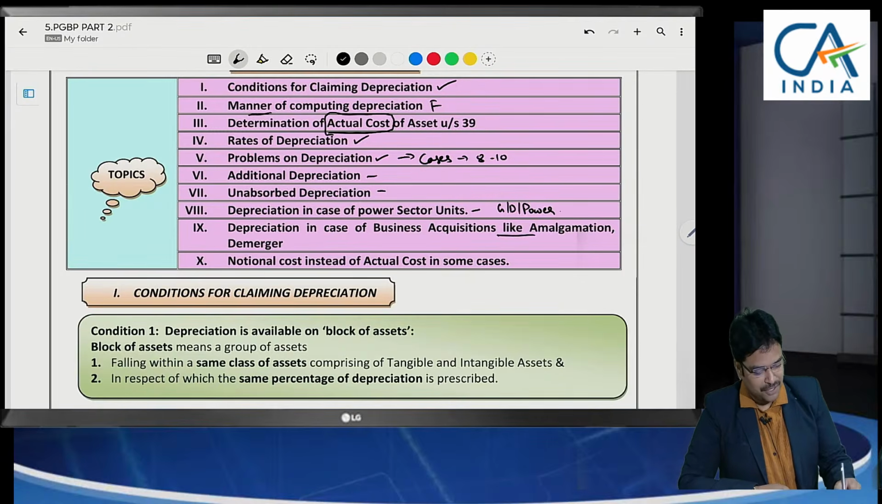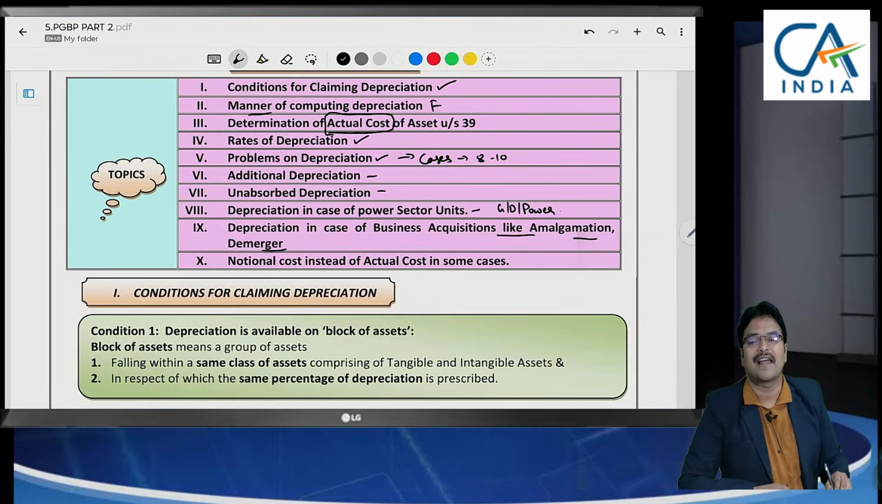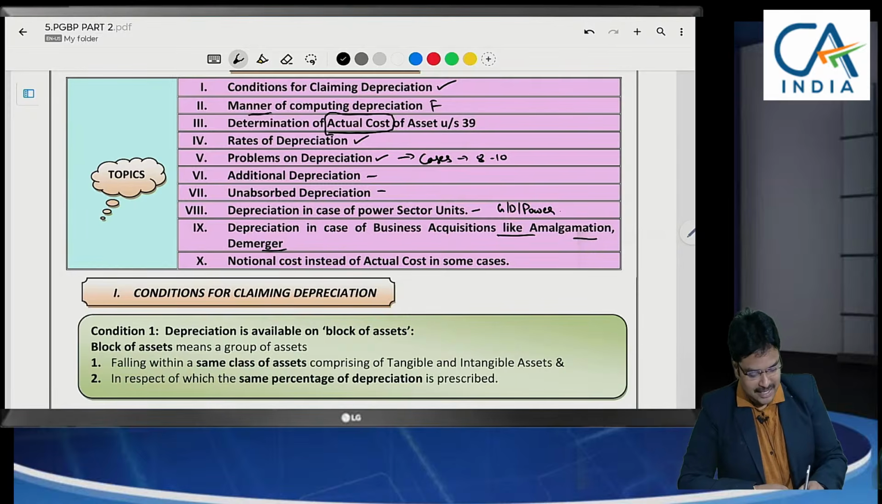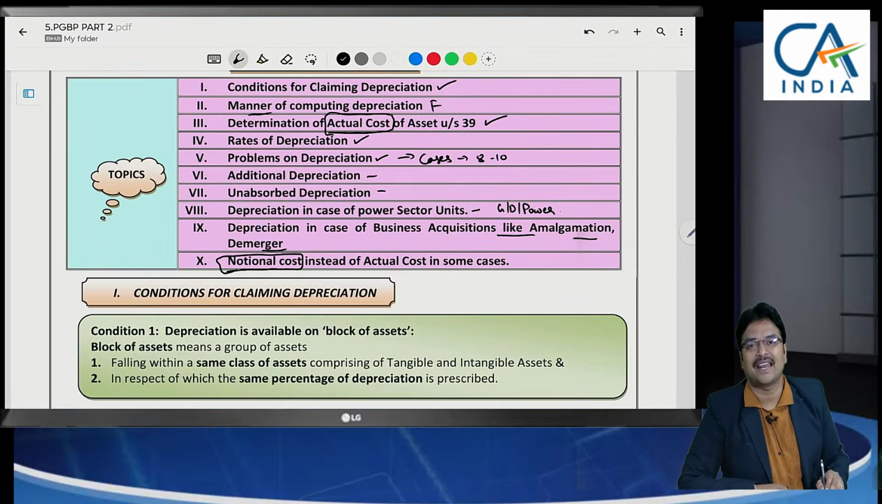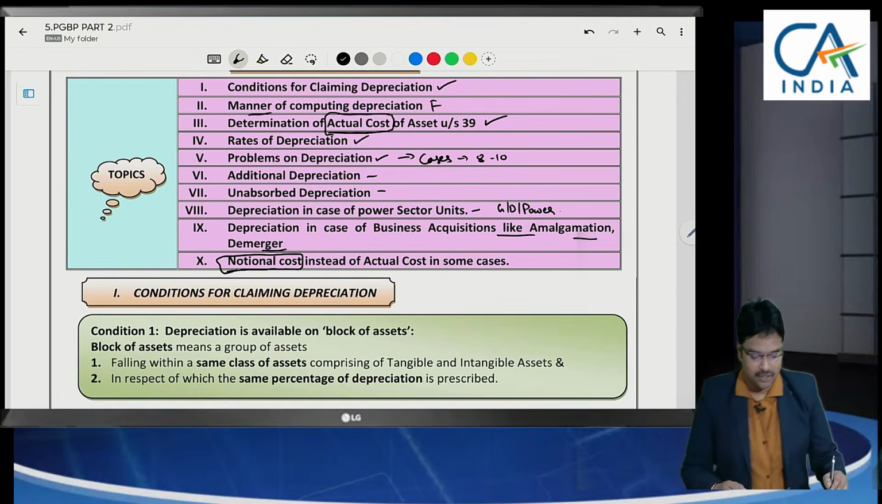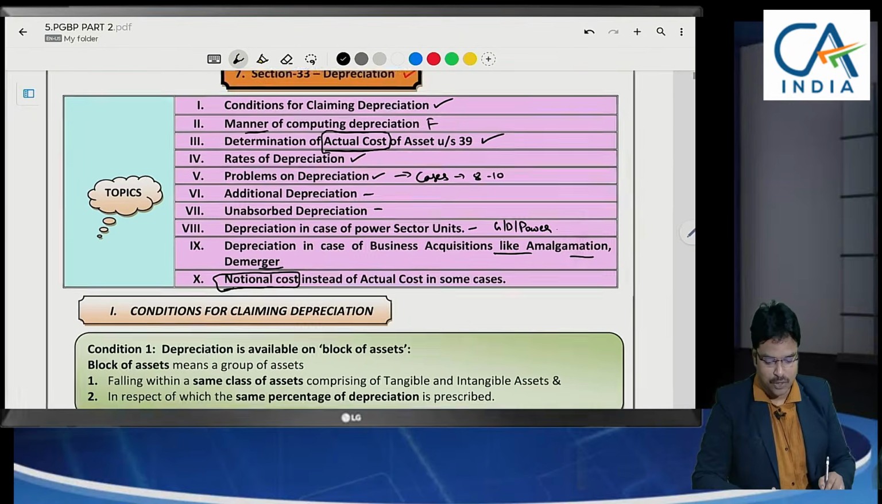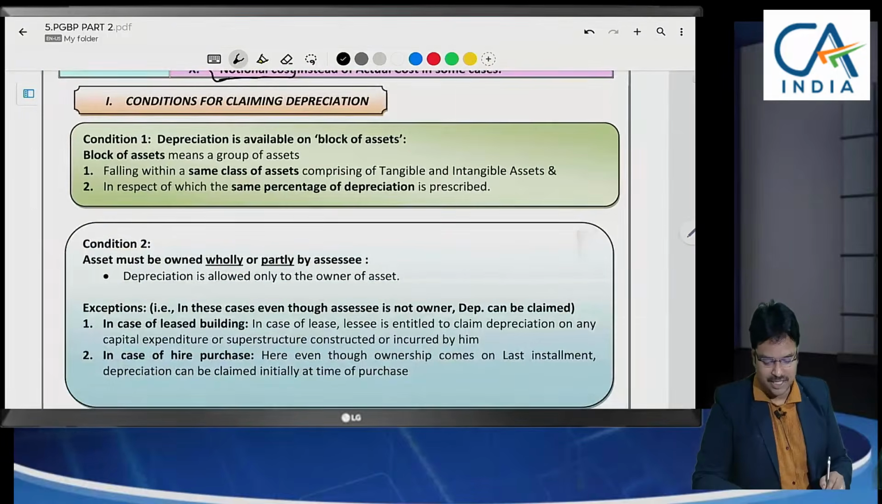And business acquisitions, when amalgamation, demerger, transfer of business is there, so how to compute we will see there. And in certain cases, notional cost instead of the actual cost. Here I have said that actual cost should be taken as the asset value, but in certain cases instead of actual cost we will take the notional cost. So what are those cases will be seen there. Like this, total 10 aspects we are going to discuss.